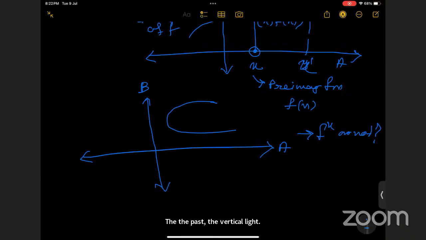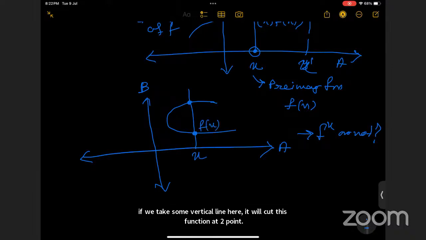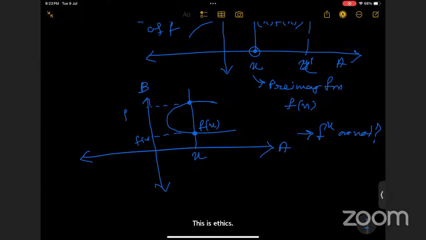Because in a function, one image can't have two pre-images. Right, so if we take some vertical line here, it will cut this graph at 2 points. So for x, this is f of x, and again this point will be f of x, which is not possible because these two points are different. Now, if we just change our domain and codomain, we make this line as b and this line as a, then it is valid.